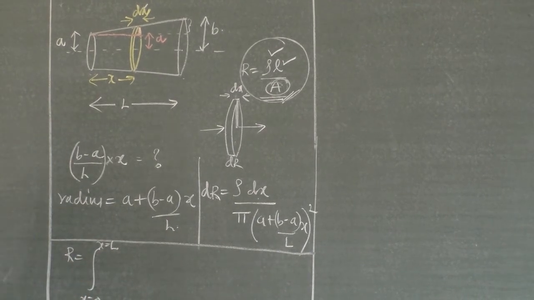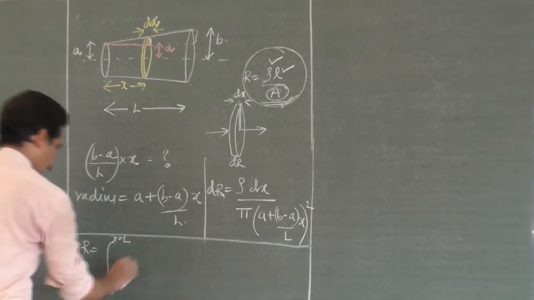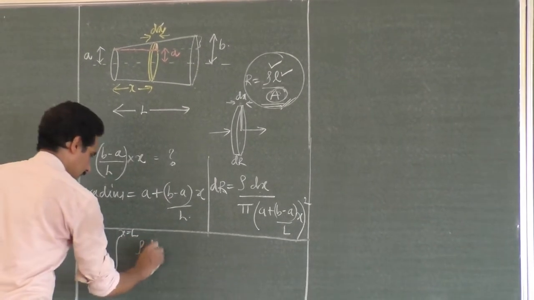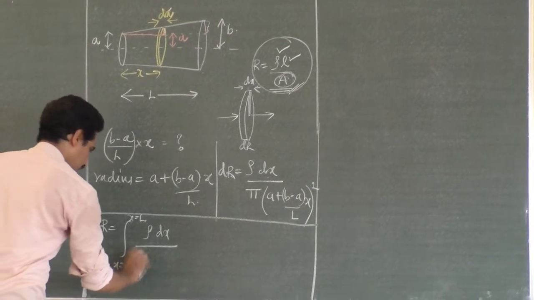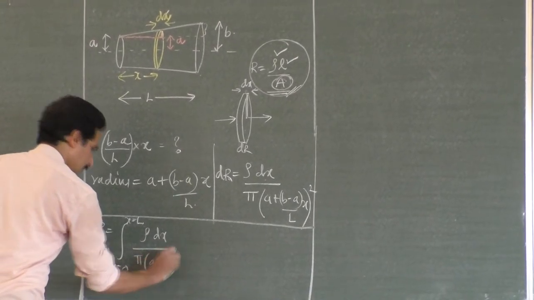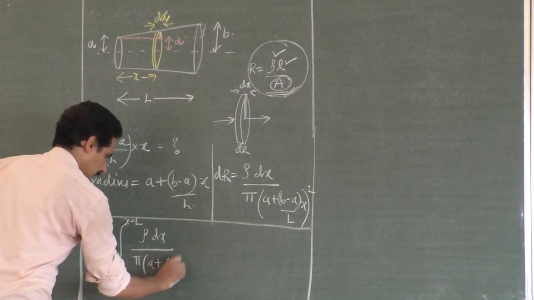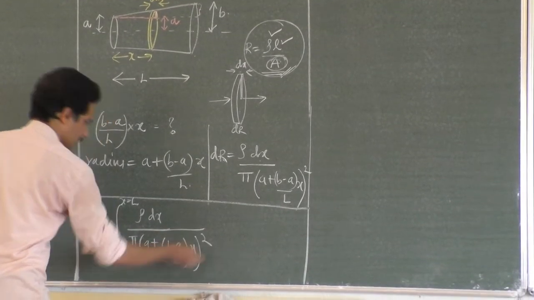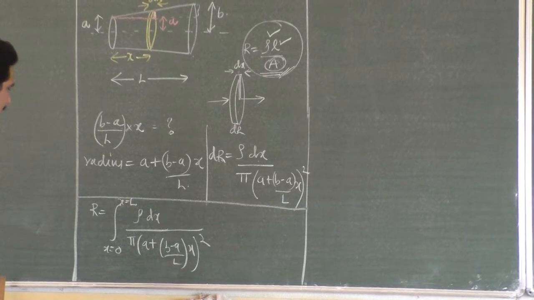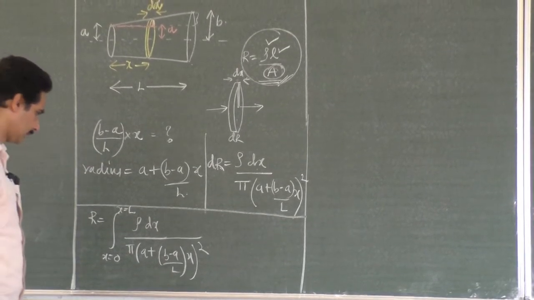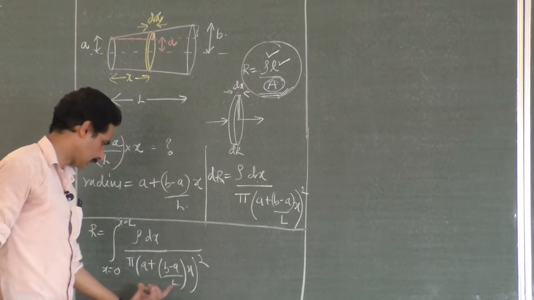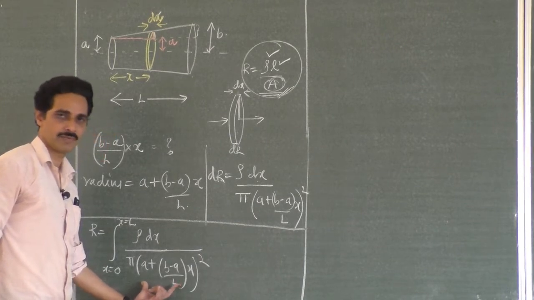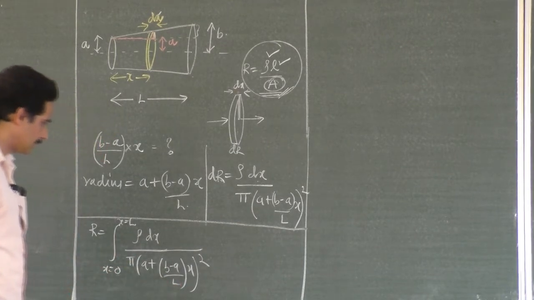X starts from 0 and extends up to L, rho dx divided by pi into (a + (b − a)/L · x) whole squared, pi r square. So this is the resistance, but this is a very peculiar equation and it is very difficult to integrate. So we will make a small logic here.